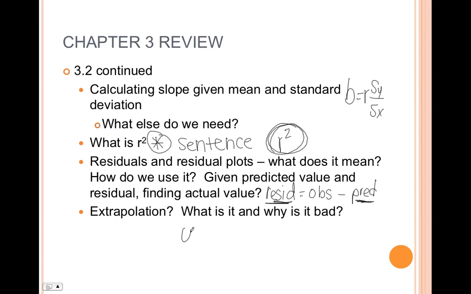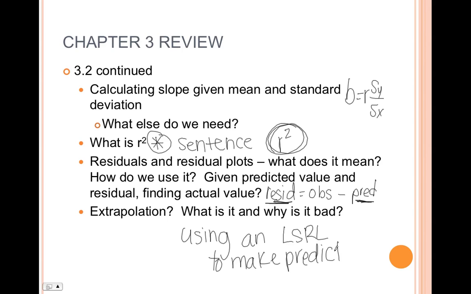Extrapolation is using an LSRL to make predictions far away from where the data is. It's bad because it's often inaccurate. A linear relationship may last over a certain domain, but then change either beyond or before those x values. So extrapolation is not reliable.